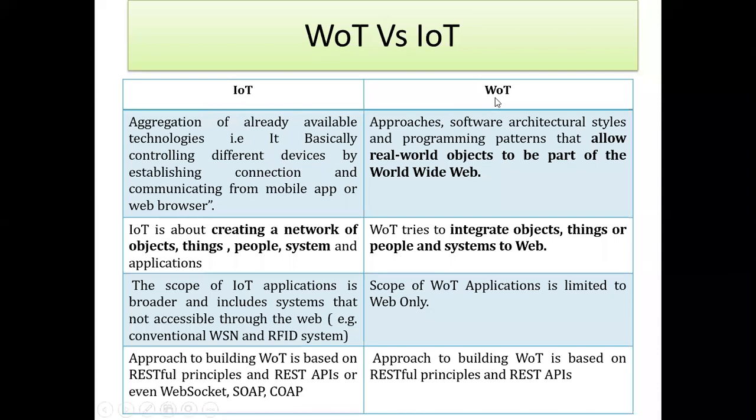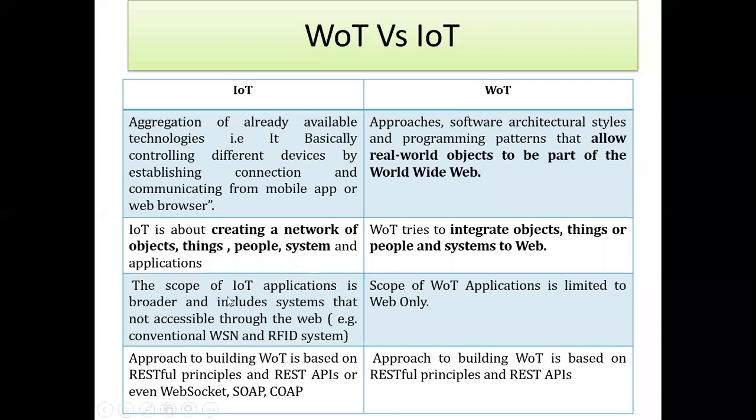That is your IoT. And what is the WoT here? It is an approach, or software architectural styles and programming patterns, that allow real world objects to be part of the World Wide Web. The WoT is the next step to the IoT. IoT is about creating a network of objects, things, people, systems, and applications. The WoT tries to integrate those objects, things, people, and systems into the web.